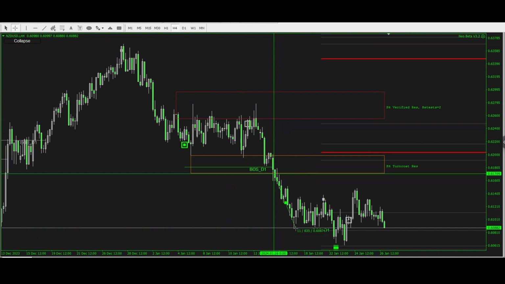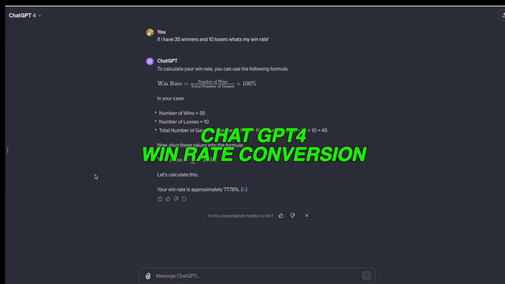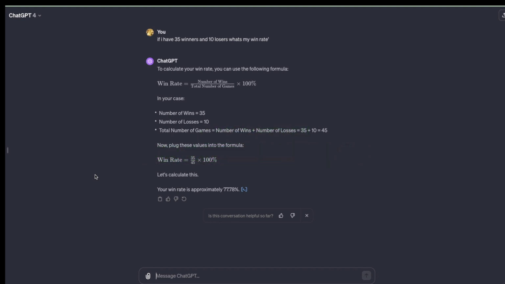orders with the confluence I just explained with NEO, and this is what is going to enable you to be able to pass any prop firm account. Now look at this one, guys and girls. What I've done here is I've put in the amount of winners we've had in the last 10 to 11 weeks, which was 35 winners, and we had 10 losers.